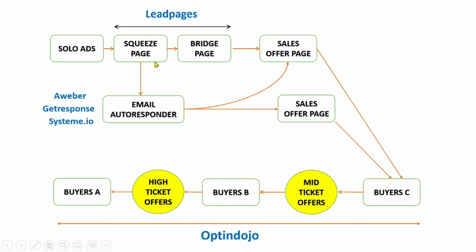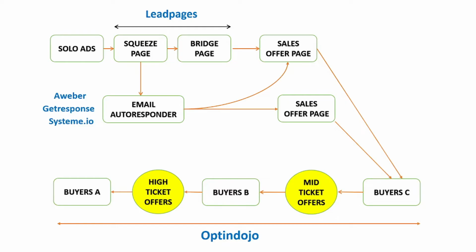And one important thing is that after the email address is entered in the squeeze page, it gets straight into your email autoresponder. The other important part of Optin Dojo is that it not only tracks the front-end sales, but also the back-end sales. So here in this email autoresponder, we will insert 2 tracking links from Optin Dojo into our email automation and email broadcast.